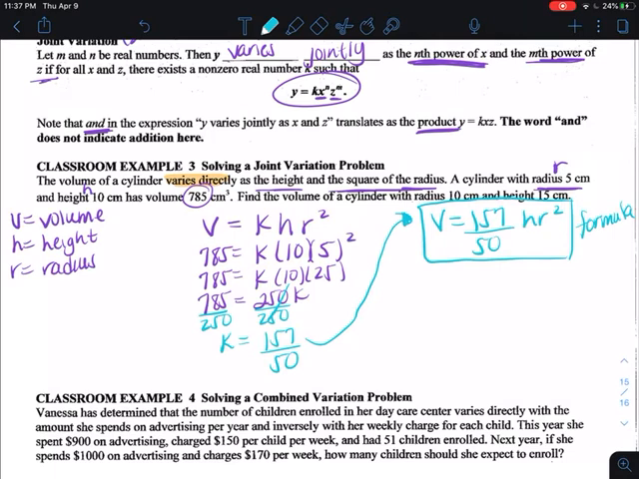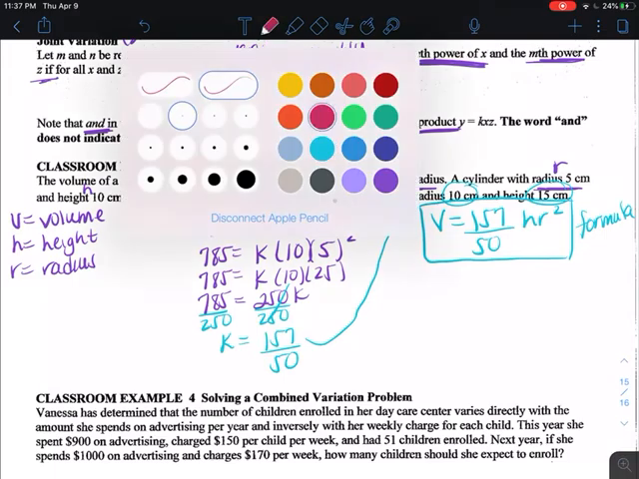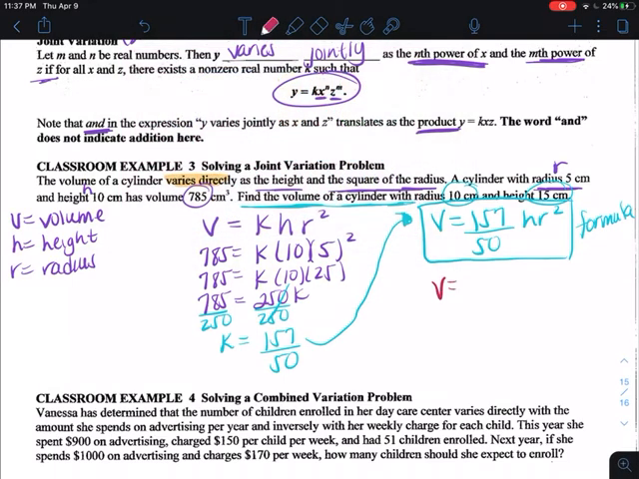So now to finish and to actually solve the problem, it says find the volume. So I'm here now. Find the volume of a cylinder. So that's what we're trying to find. We're trying to find V that has a radius of 10 and a height of 15. So I'm looking for V. I have this 157 over 50 here. The h value, so the height, is actually 15. And the radius is 10. So this would be 10 squared.